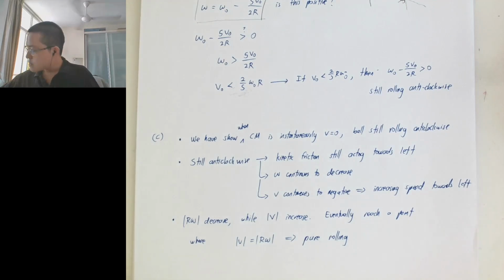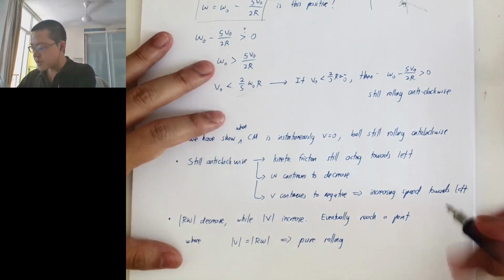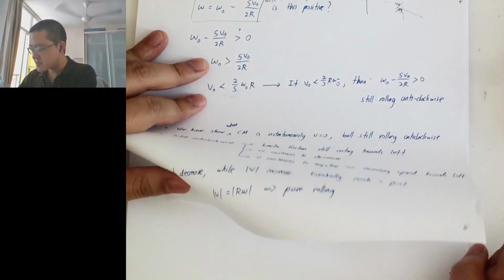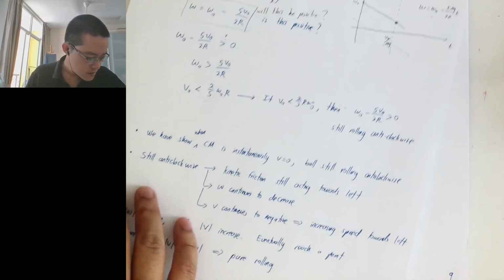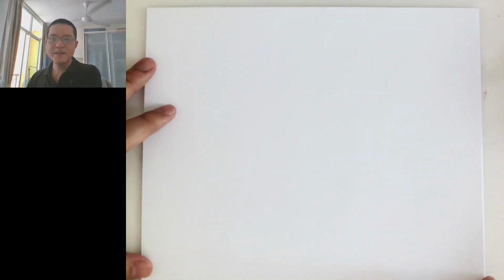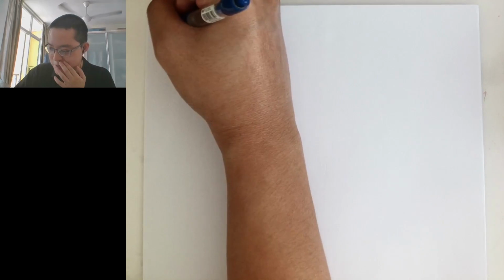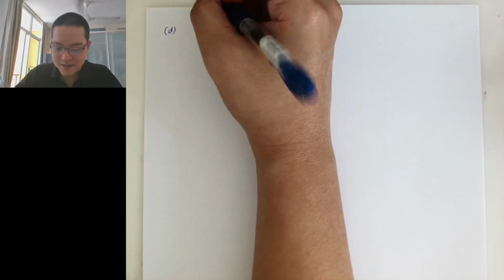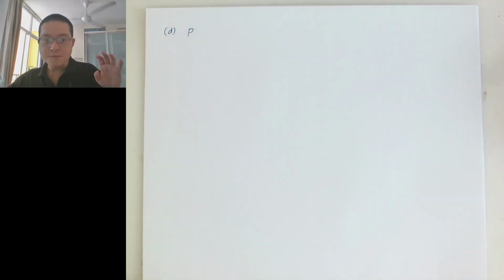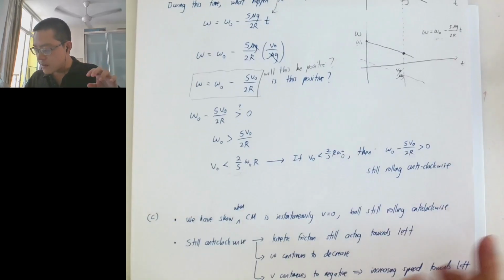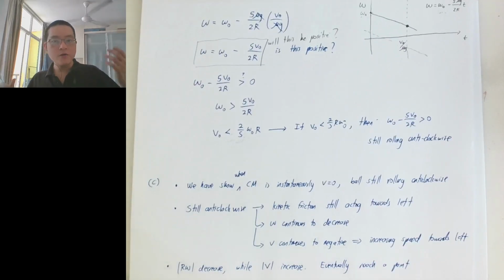Okay, so we have to continue before we run out of time because there's another difficult question coming next. What time is it now? Seven more minutes. If not clear, you can rewatch the video in slow motion later or ask me again later, but we have to solve. So the last part is to determine the time when the pure rolling takes place.